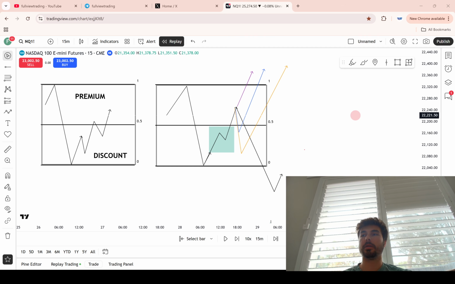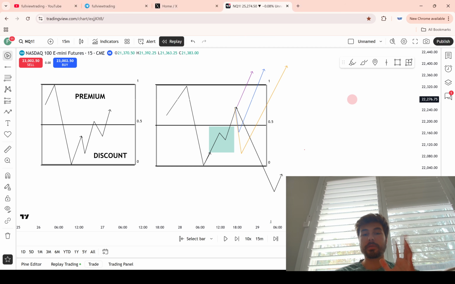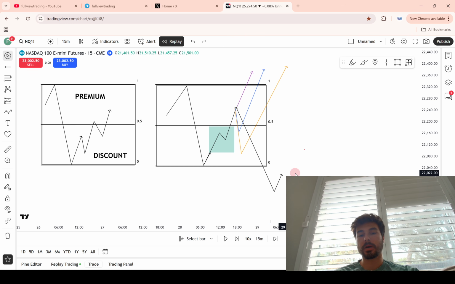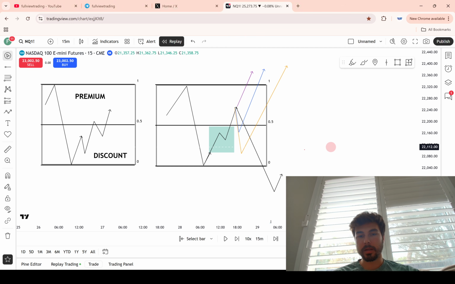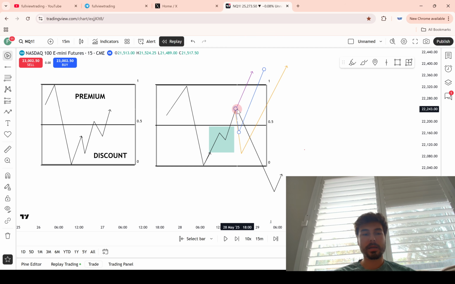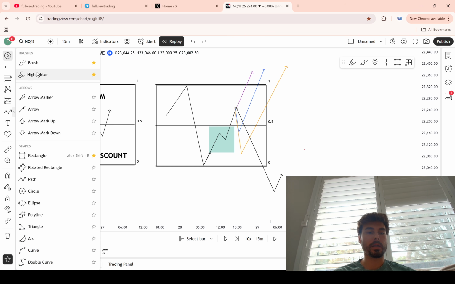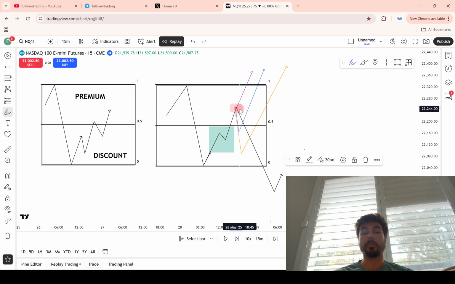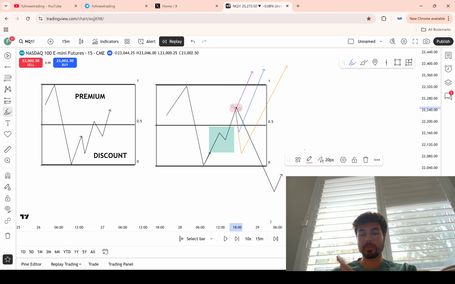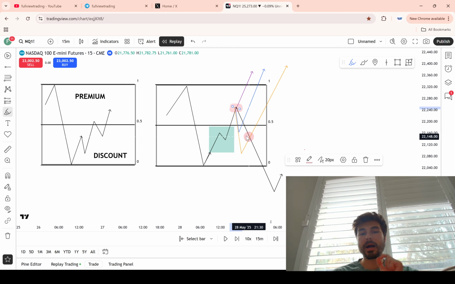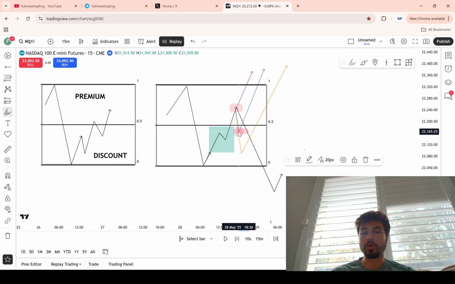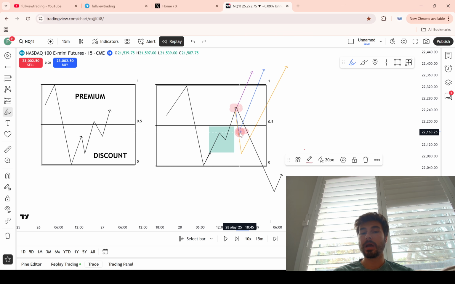People overcomplicate it. Take one thing first, and then if one of these other scenarios happens, then worry about it. So when the market is sitting, I'm going to make a little highlight here. When the market is sitting here, I'm looking for a short. Simple as that. Nothing else, I'm looking for a short. When the market is here, I'm looking for a long because we're below 0.5. When the market is here, I'm looking for a long.